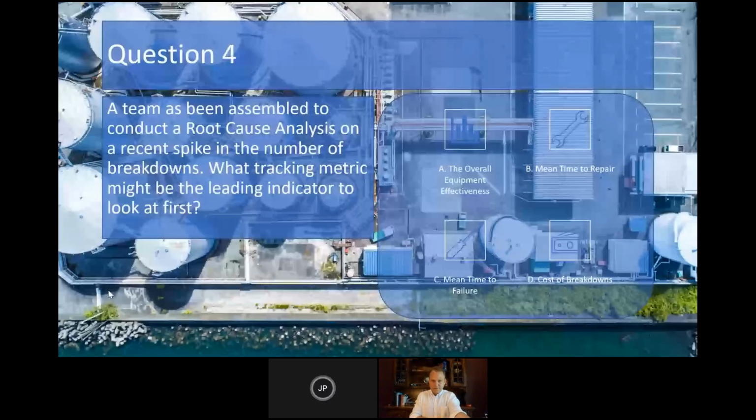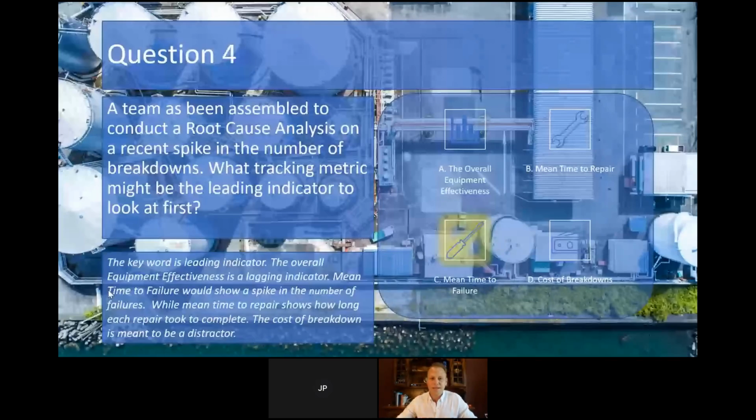Alrighty, so we got about 80% of people answering C, mean time to failure. We have a few that answered the overall equipment effectiveness, as well as cost of breakdowns. Okay, good. And the answer is C.